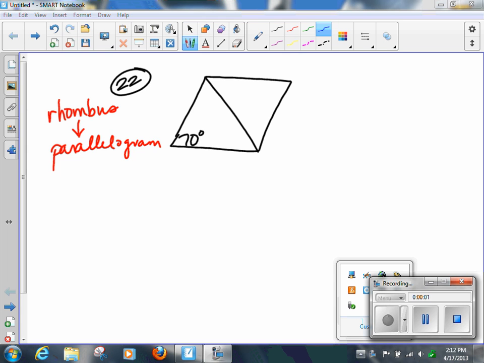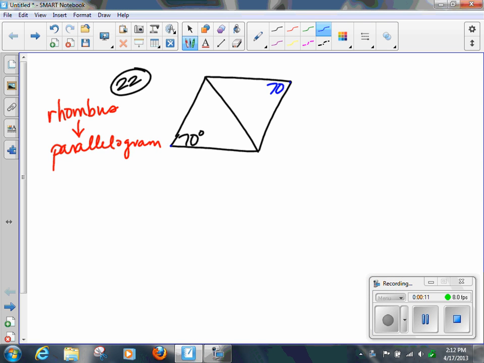All right, so opposite angles. What do you know about opposite angles of a parallelogram? They're congruent. So if this angle is 70, then what's this one have to be? It's 70. And what do you know about consecutive angles in a parallelogram? They equal 180. That means that this whole angle plus 70 should equal 180. Do you guys agree with that?